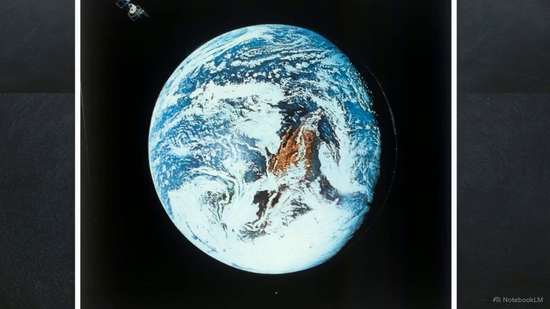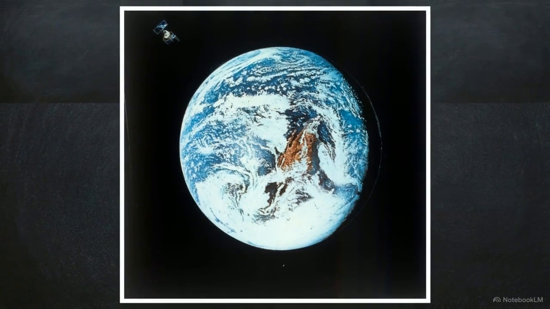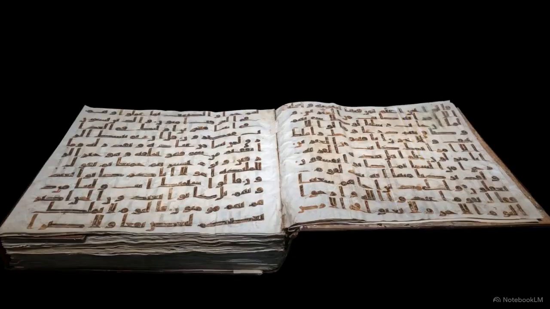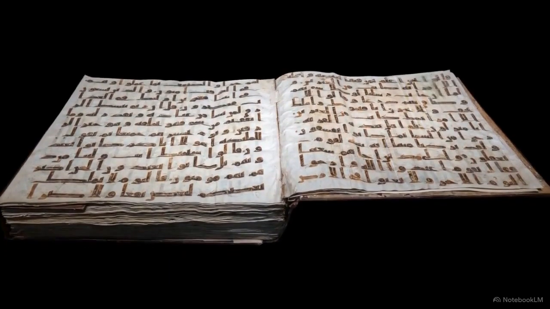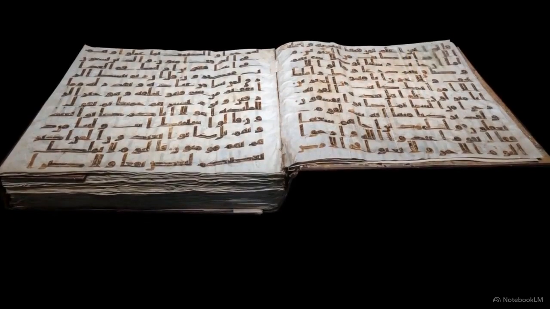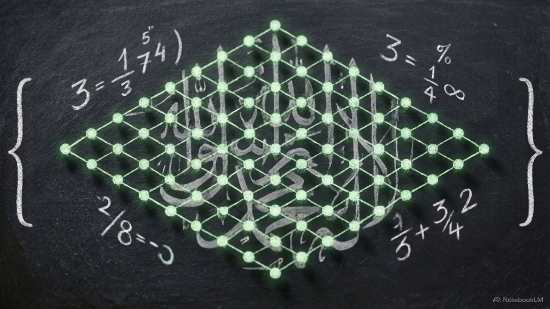When you calculate the ratio of those 32 sea occurrences to the 13 land occurrences, it results in 71.1% and 28.9%. That matches the actual geological ratio of water to land on planet Earth. For 1,400 years, this text has been studied for its linguistic structure, but modern data analysis suggests a specific mathematical system might be operating right beneath the words.